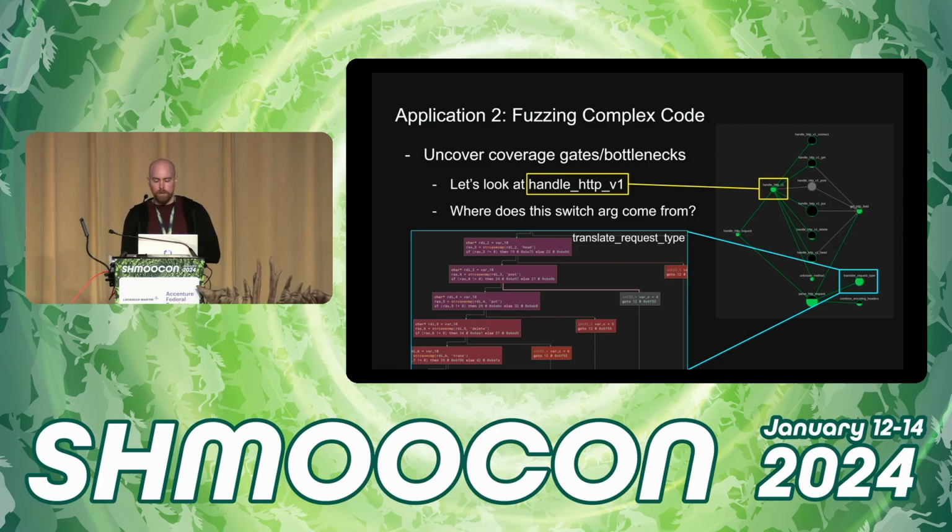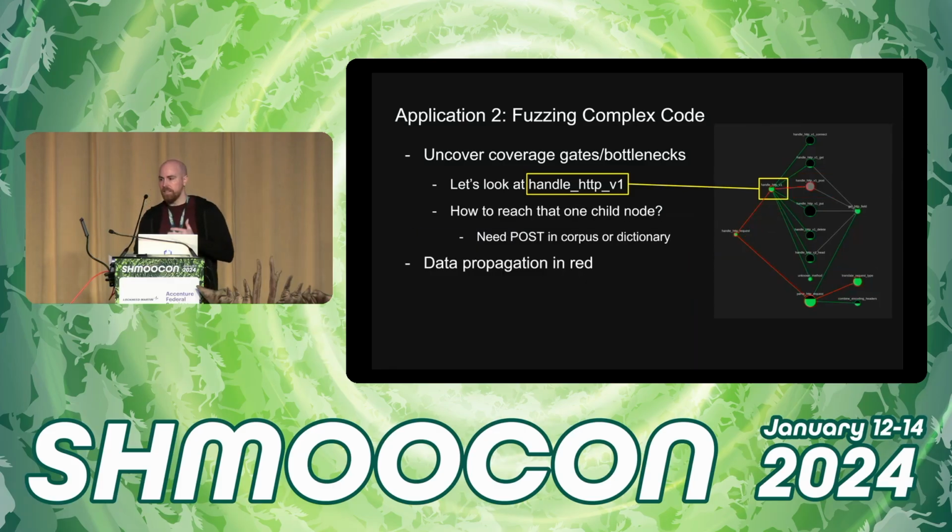And so POST requests aren't being covered, and that's why handle HTTP v1 post wasn't being called. And this is the workflow. So we were able to cover all of these nodes. The data propagation is highlighted in red here, and see, in order to help our fuzzer get to the next step, we needed to understand all of these functions.